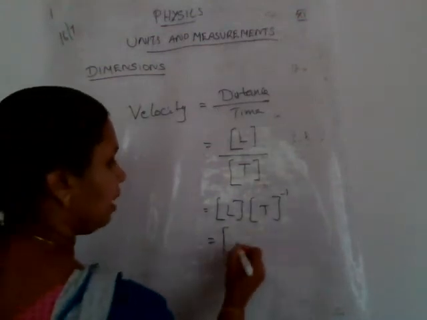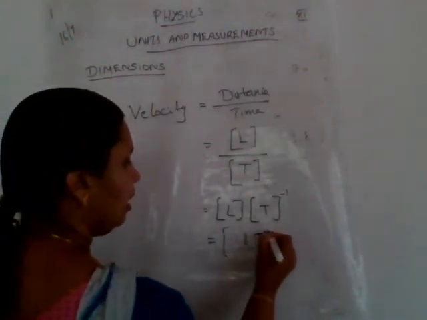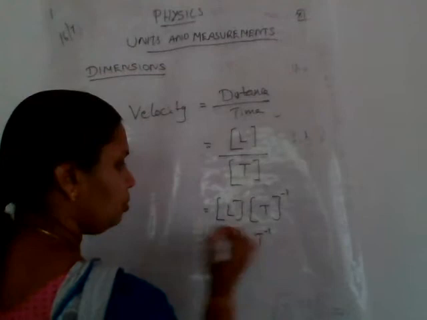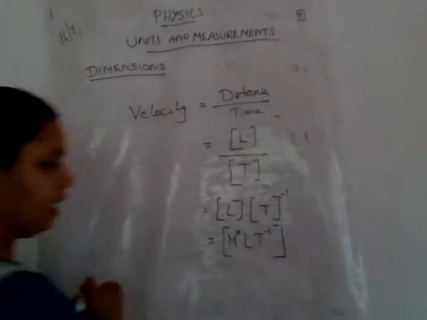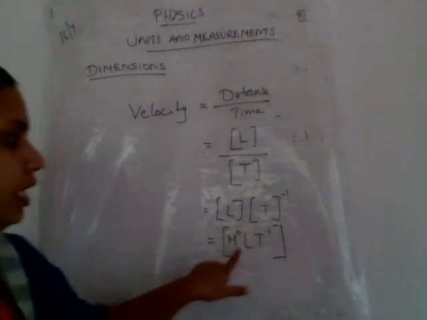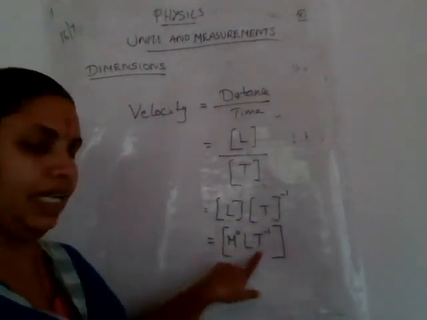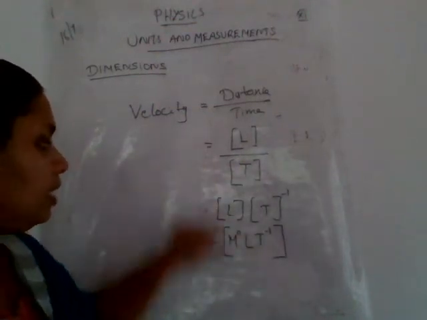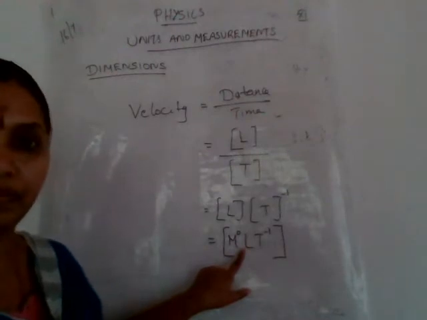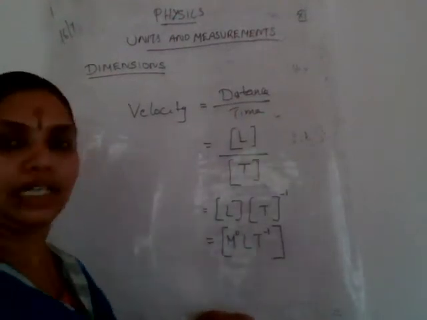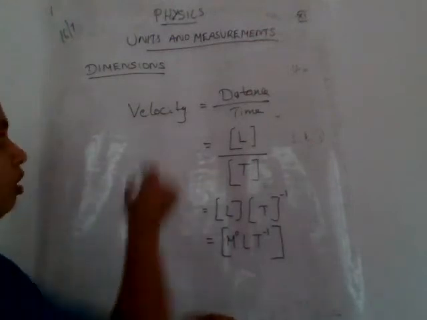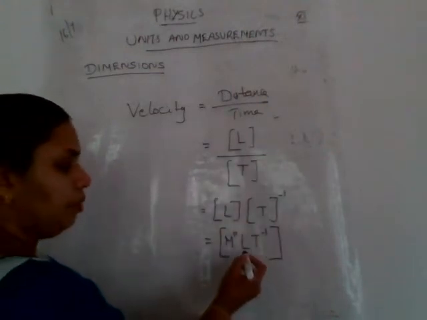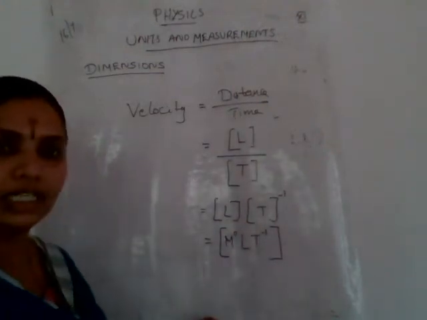Make it in a single bracket: L T minus 1. M is not there, so I am writing M raised to 0. Close the bracket. So the dimension of velocity is M0 L T minus 1, or you can just say L T minus 1. Understood? Writing like this is known as the dimension, that is, relating all the derived quantities with the fundamental quantities. Velocity depends upon the fundamental quantities length and time.